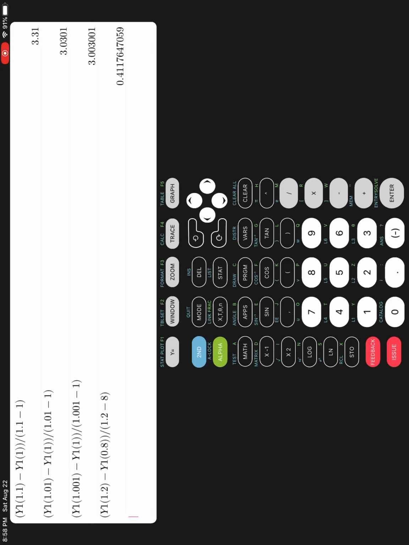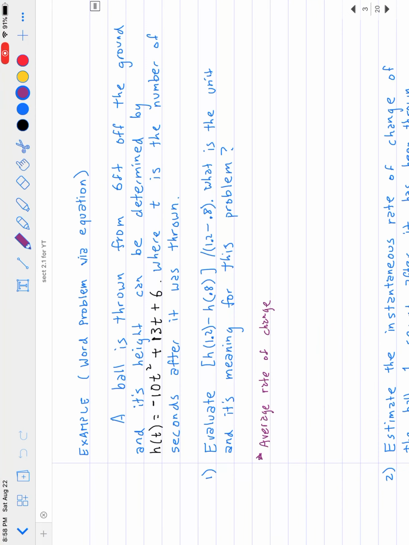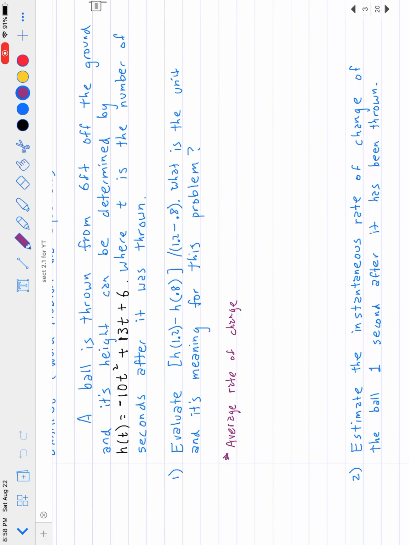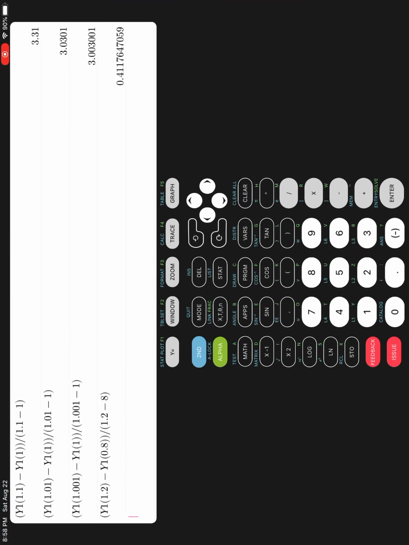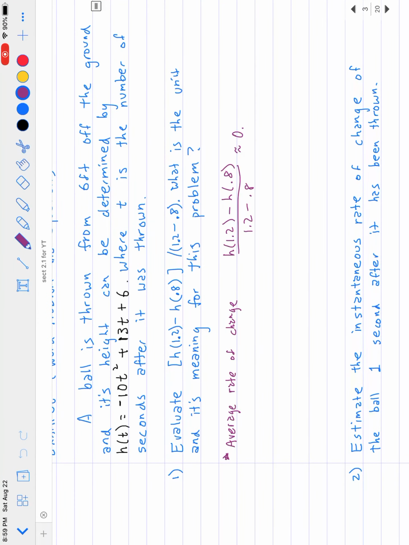So what I'm getting here is 0.412 approximately. So let me go ahead and put that down over here. So h of 1.2 minus h of 0.8 divided by 1.2 minus 0.8 is approximately equal to 0.411. I can't remember. Yes, 411. Okay, oops, wrong button.